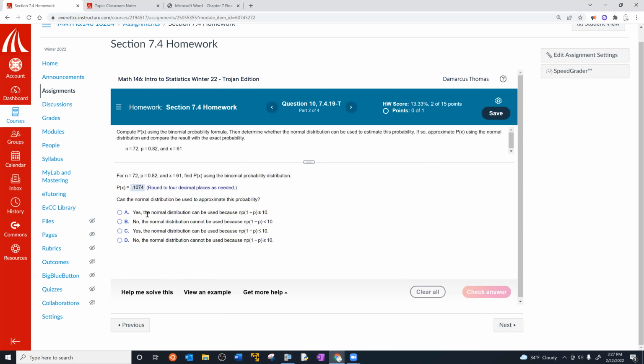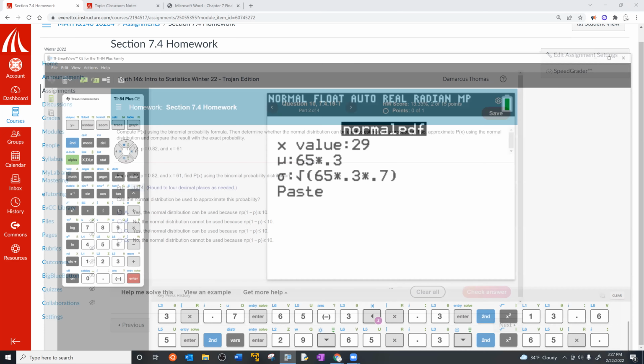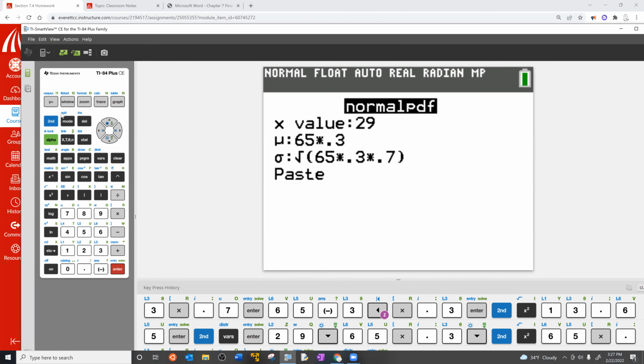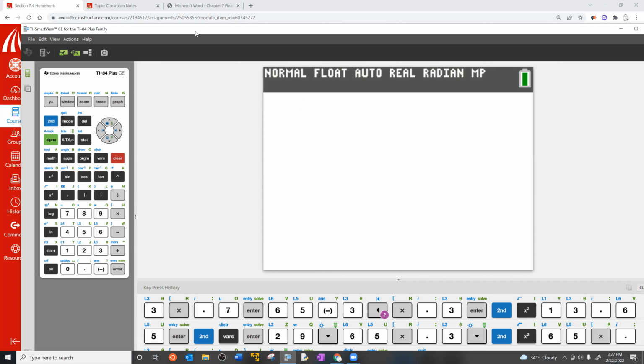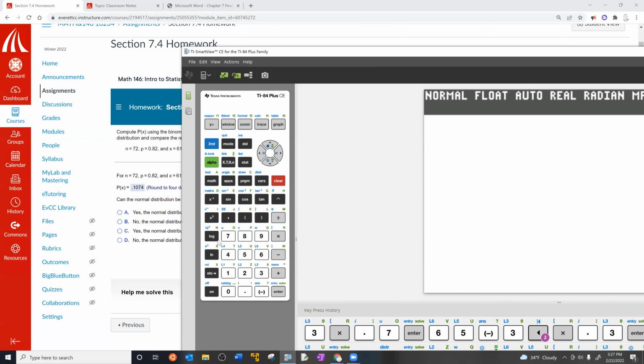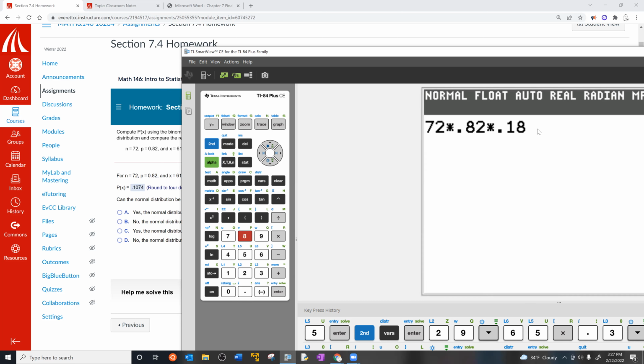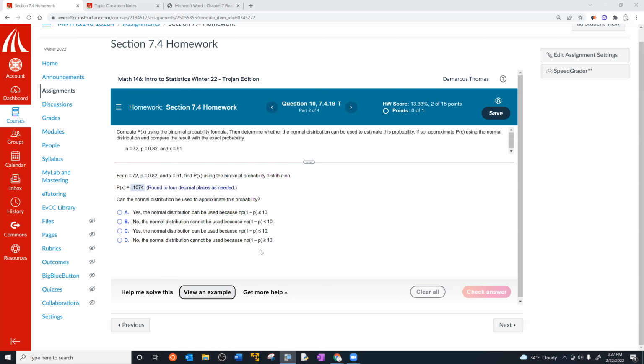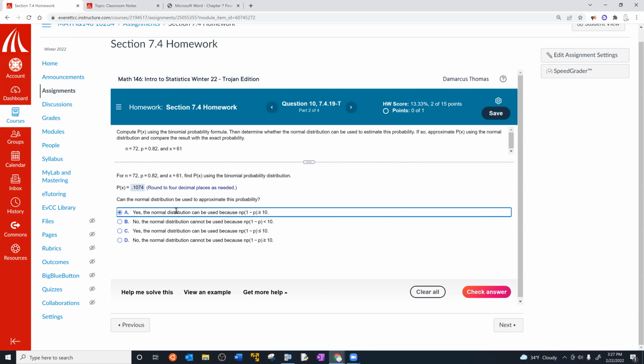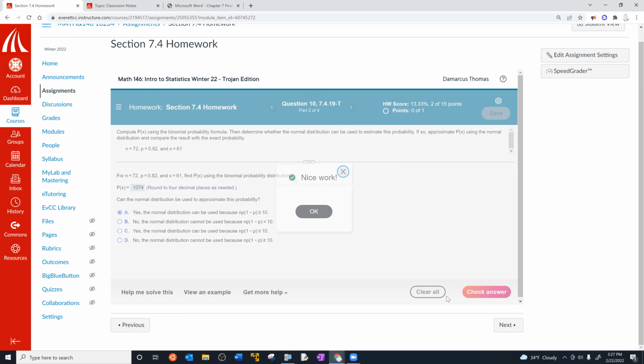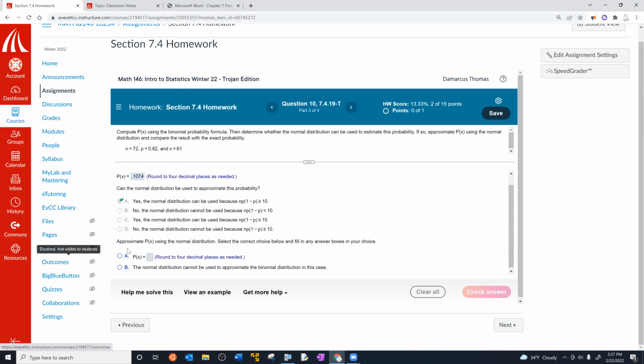Now the question is, what happens when you multiply all these? This will be too hard to do in our heads this time. So we're actually going to use our calculator, and we're going to do 72 times 0.82 times 0.18, because 82 and 18 must make 100. So we're going to hit enter. That's bigger than 10. So since it's more than 10, I'm going to say yes, the normal distribution can be used to approximate it.